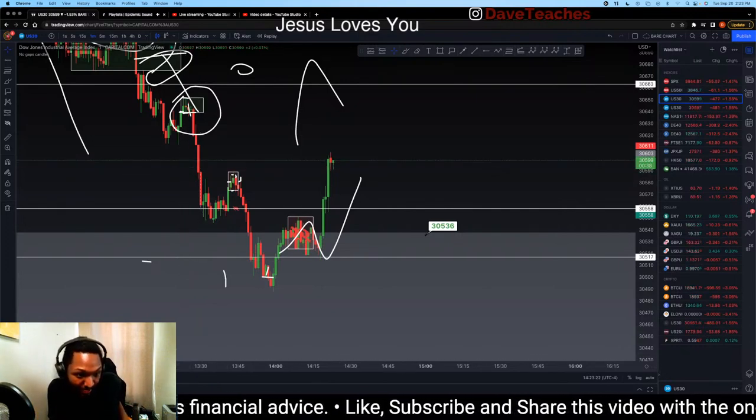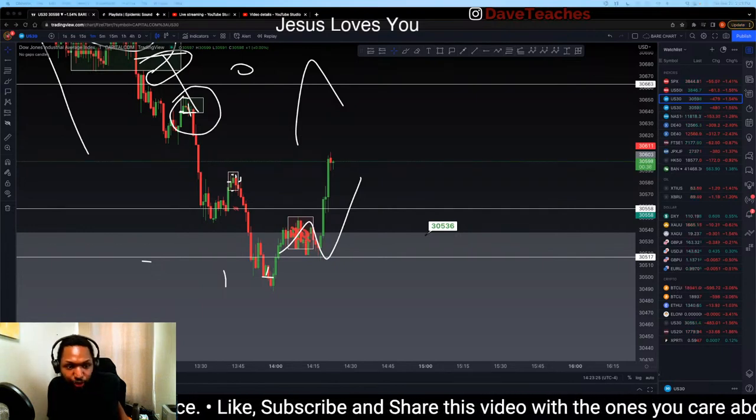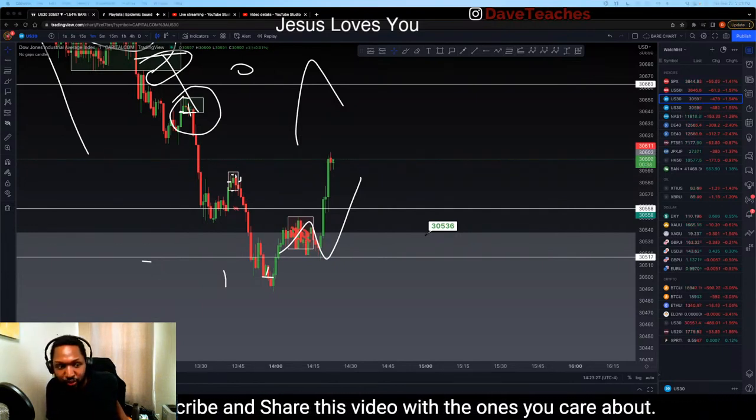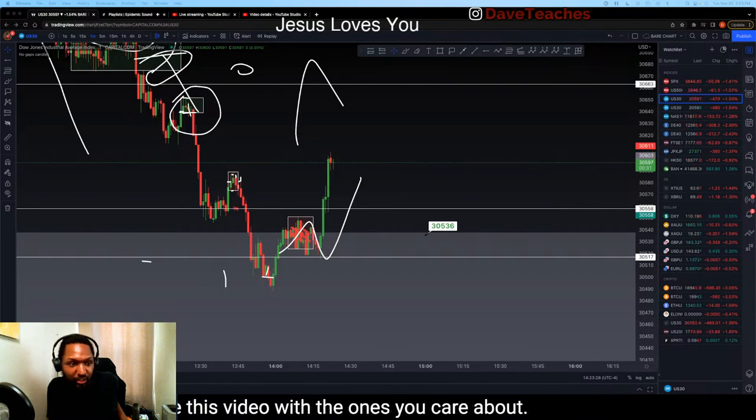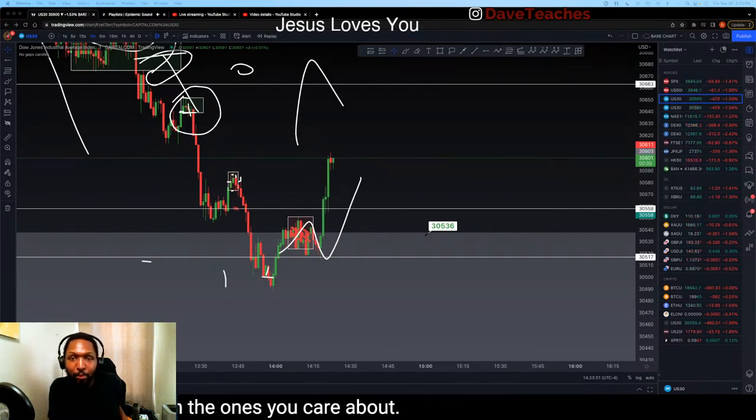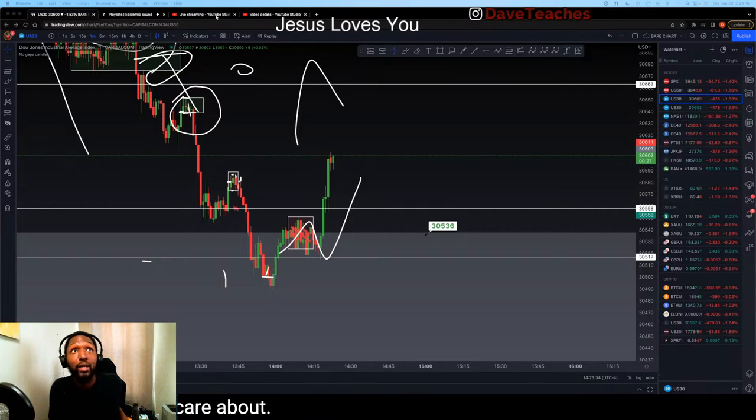Song is nice. How many leverage do you use? 500. You should never use anything less than 500. Always 500 leverage. You're using less of your money.